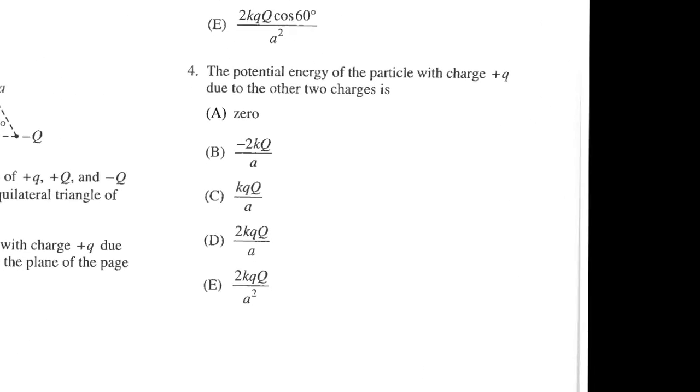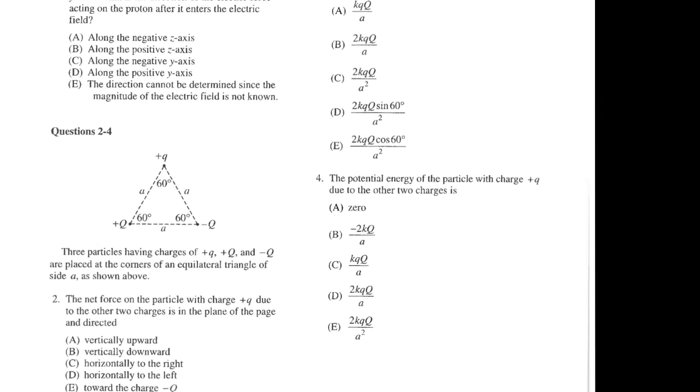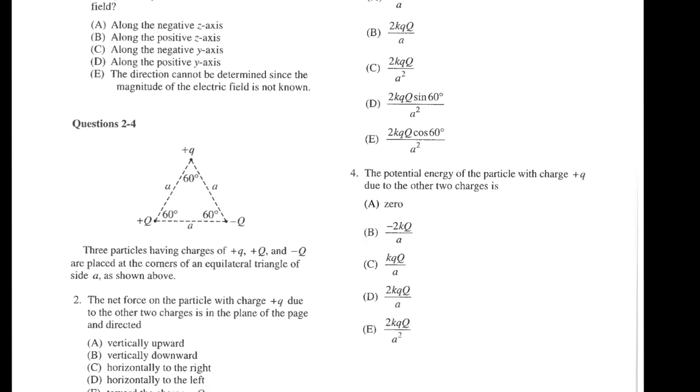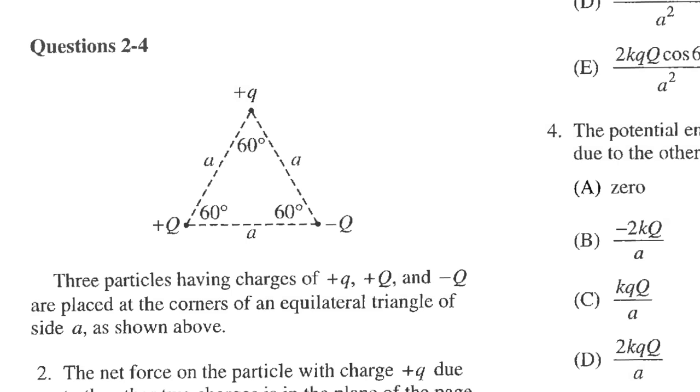The potential energy of the particle with charge positive Q due to the other 2 charges is, so I assume I have to look at a picture. All right, so the potential energy of the particle with charge positive Q due to the other 2 charges. So looking at this picture, I will need to find a way of expressing, no, I can have it in terms of A. So I just want the potential energy. All right, 0. But let's go ahead and talk about why, I guess.